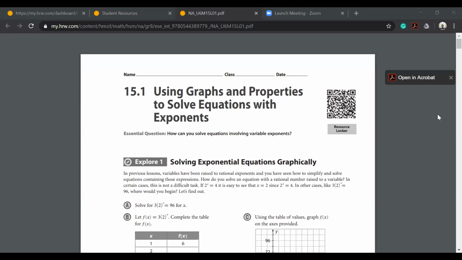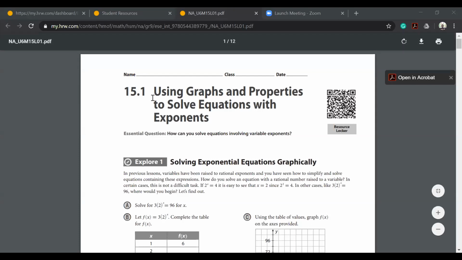Okay, today we are starting our revision sessions, and we are going to be starting with the first lesson that we took after the midterms, which is lesson 15.1, using graphs and properties to solve equations with exponents. In this lesson, we were talking about the exponential relation.